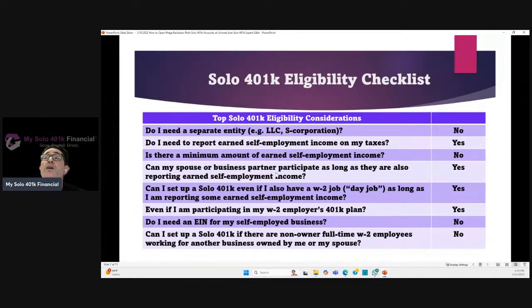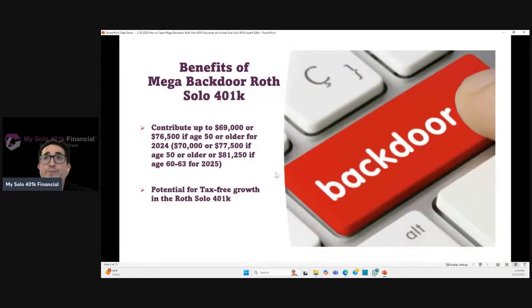In addition, a spouse or business partner may participate in the solo 401k as long as the spouse or business partner is reporting their own earned self-employment income. You could set up a solo 401k even if you have a W-2 job, even if you participate in your W-2 employer-sponsored plan. Again, the key is that you have that separate earned self-employment income to be eligible.